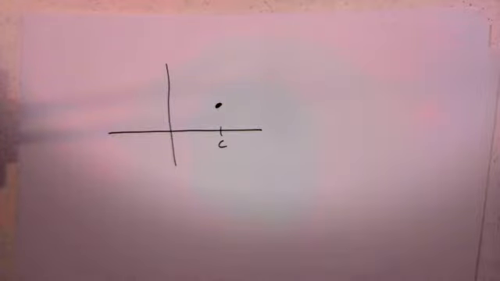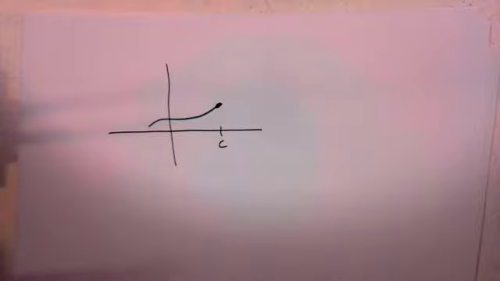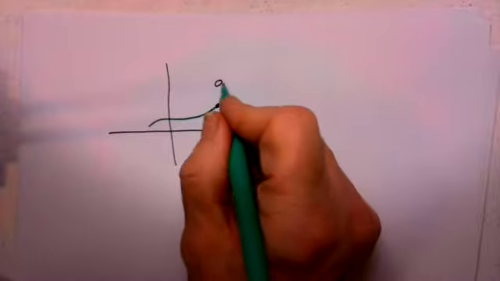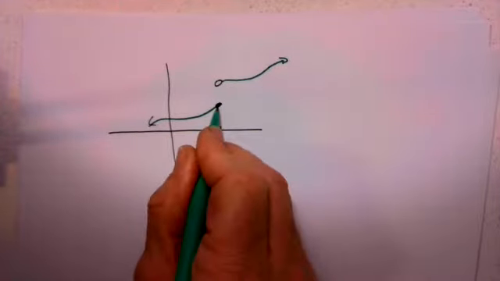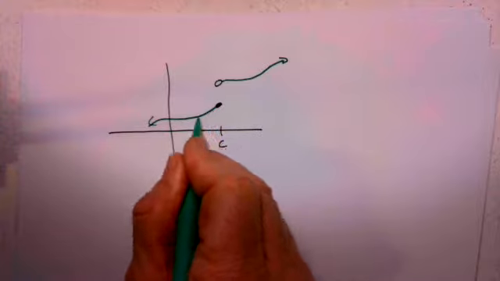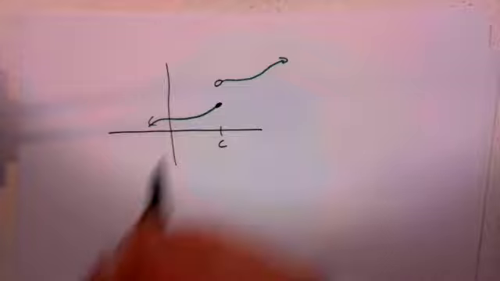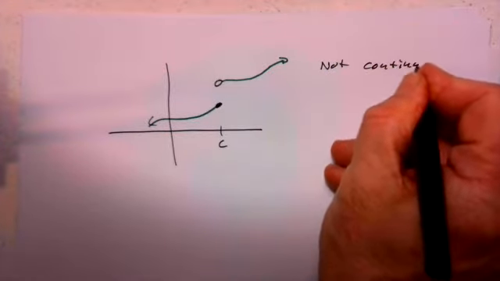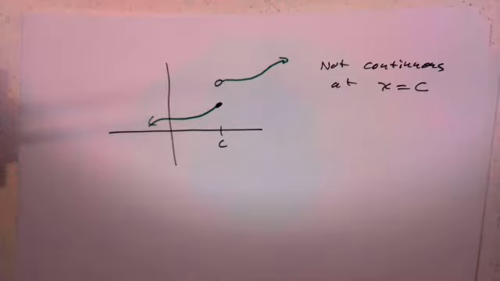So let's say that our function comes in like this, and then it jumps up here, and then it continues this way. So what we recognize here, there is a value for f of C. F of C is here, but it's heading from the left to this point. From the right, it's heading to this point. So this is not continuous at x equals C. And that'll come down to this notion of the limit.